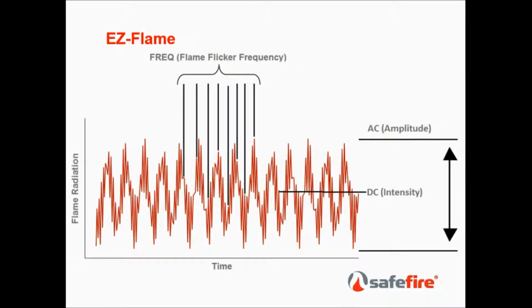Using a simulated flame, it is easy to see that flame flicker frequency, also known as FREQ in our software, is the rise and drop of a flame over time. The amplitude, also known as AC, is the peak strength of the flame. And lastly, intensity, known as DC, is the overall brightness of the flame.